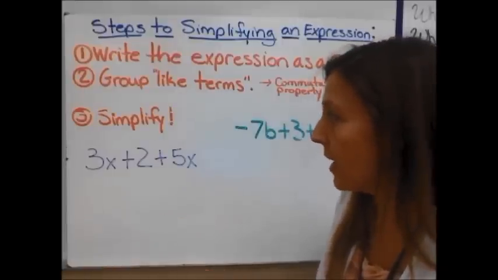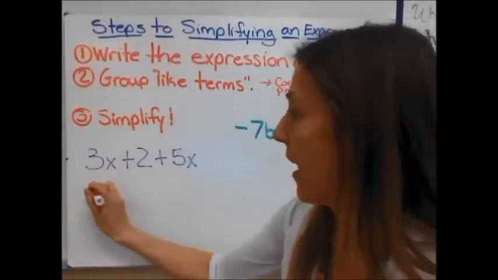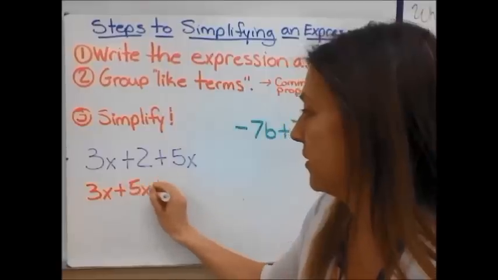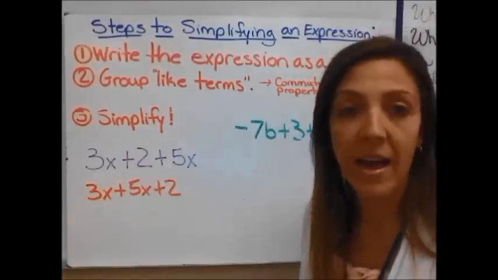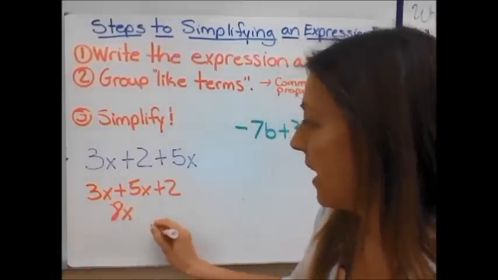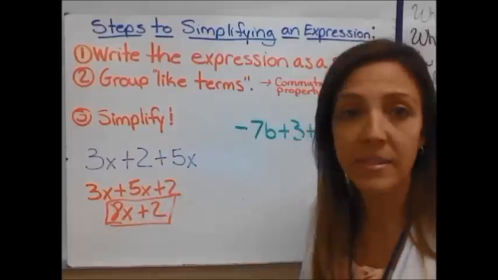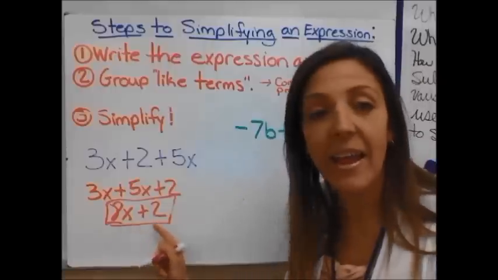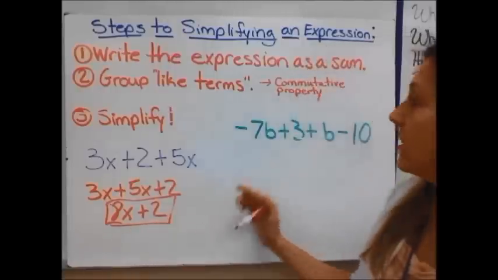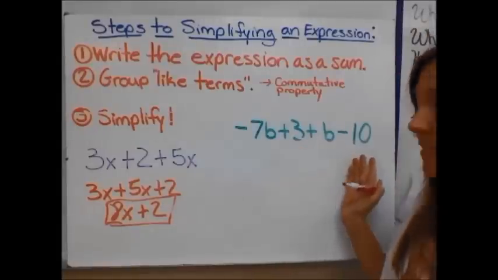So I am going to rewrite this and group my like terms together. 3x plus 5x plus 2. And then I'm going to simplify. 3x plus 5x is 8x. And 8x plus 2 is my simplified answer. I can't add 8x and 2 just simply due to the fact that they are not like terms. Now let's look over here at negative 7b plus 3 plus b minus 10.